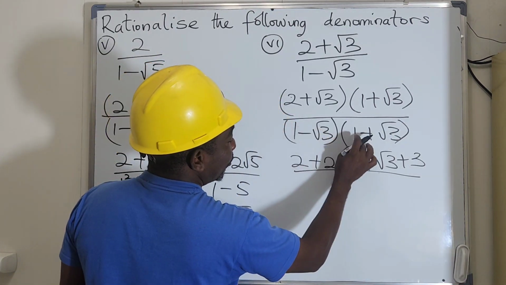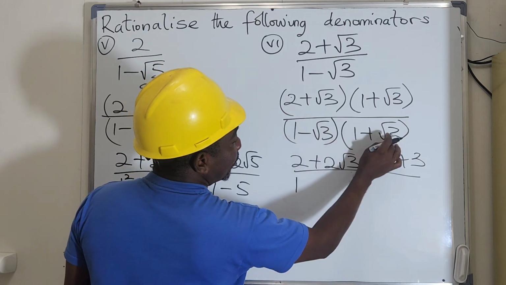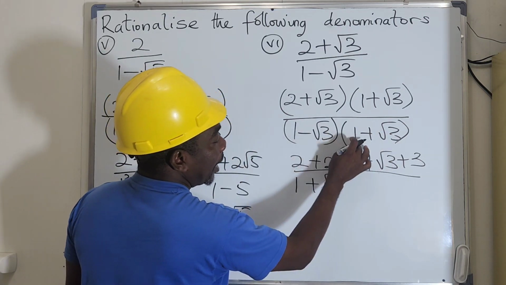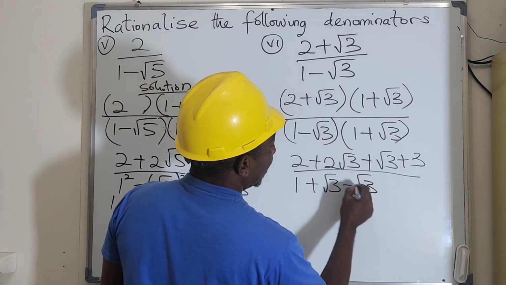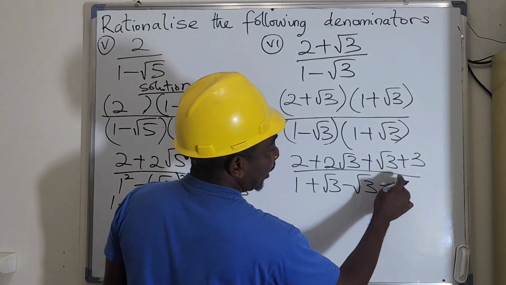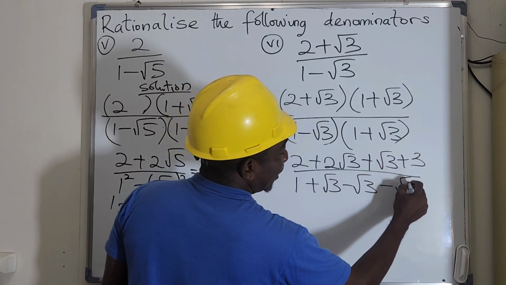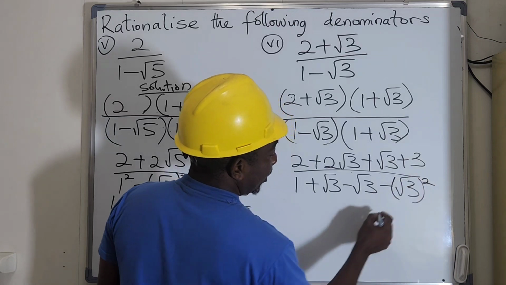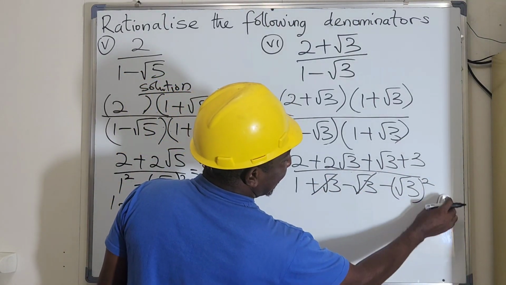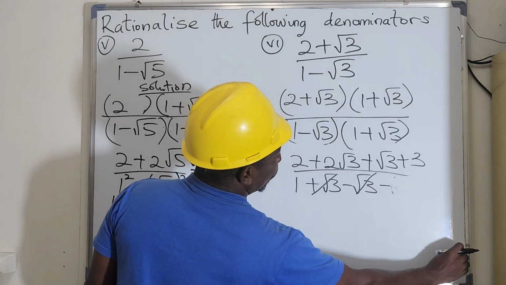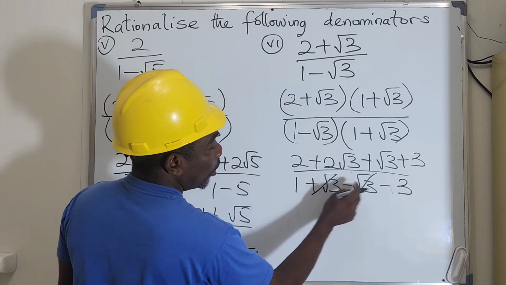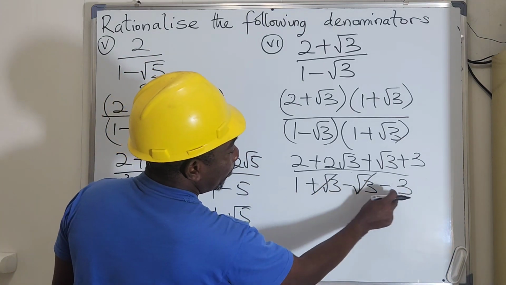1 times 1 will give us 1. Then 1 times root 3 will give us plus root 3. Then minus root 3 times 1 will give us minus root 3. Minus root 3 times root 3 will give us minus root 3 squared. So here, this one will cancel, and root 3 squared is the same thing as 3. Root 3 times root 3 gives us 3. So when this cancels, we have 1 minus 3.